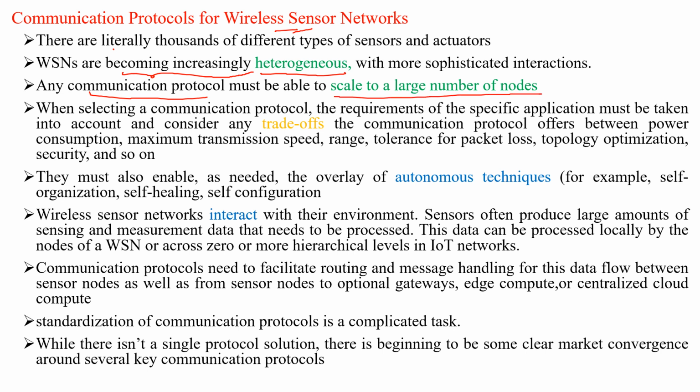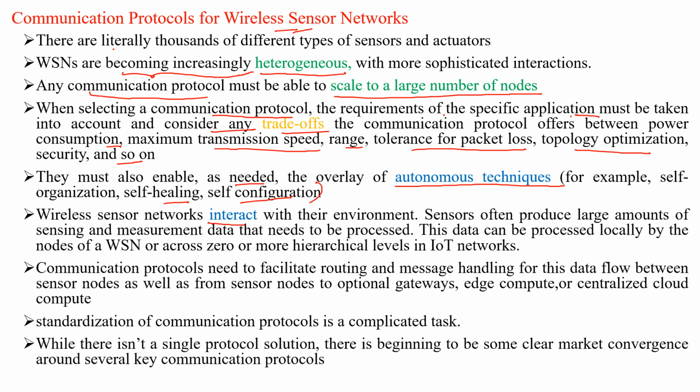Right. Any communication protocol, the main property it should have is scalability, the ability to scale to a large number of nodes. When selecting a communication protocol, the requirements of the specific application must be taken into account, and you must consider any trade-off the protocol offers between power consumption, maximum transmission speed, range, tolerance for packet loss, topology optimization, security, and so on. They must also enable, as needed, the overlay of autonomous techniques, for example, self-organization, self-healing, self-configuration, etc.